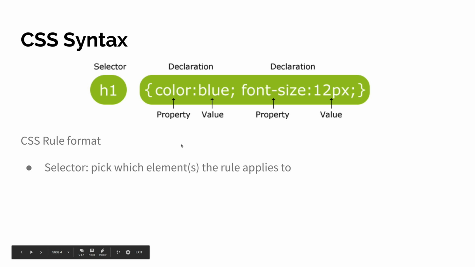So the selector itself allows you to pick which elements the rule applies to. You can see here, this one says H1. That means this is going to apply to all H1 tags. But we'll see, the selector is in fact really versatile, and it can get really complicated.